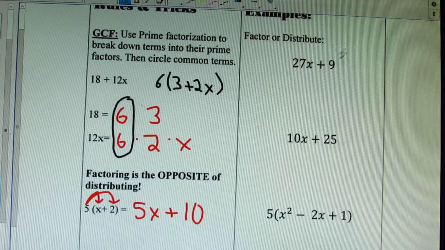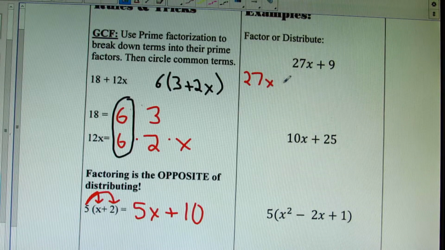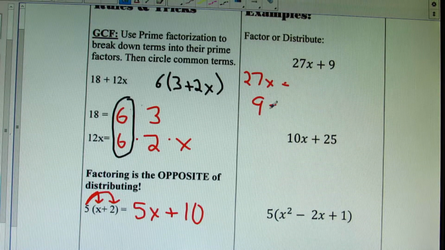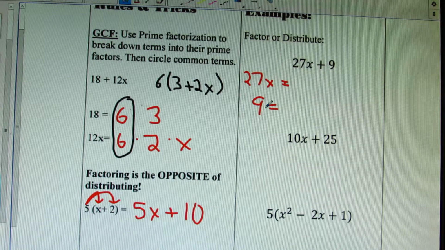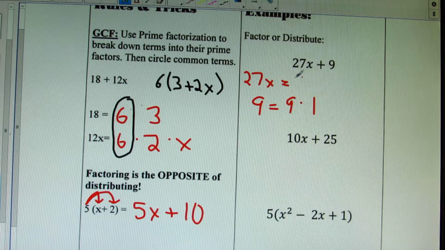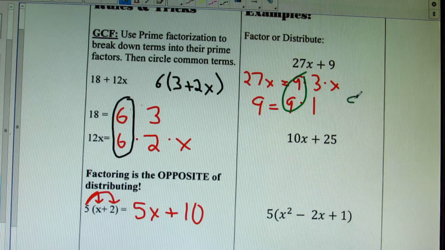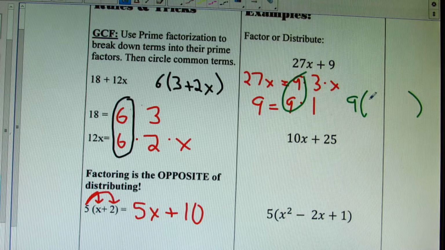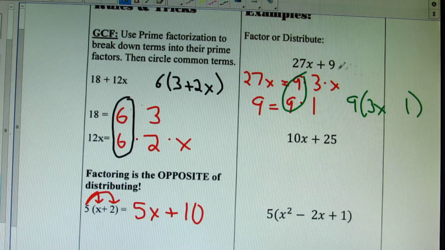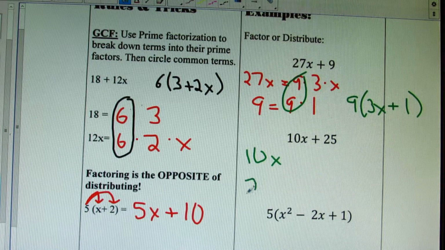Here are some additional factoring and distributing questions. Again, I like to write the 2 terms out separately. Factors of 9. 9 times 1, 3 times 3. 9 actually works here because 9 does go into 27. Going to circle what they have in common. My final answer will have 9 outside of a set of parentheses, 3x on one side and 1 on the other side with my addition sign. Done.